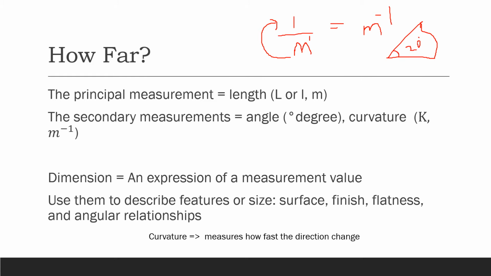Dimension is nothing but an expression of a measurement value. We have a measurement value, and then you express that measurement value, and we call that dimension. For two dimensions, you're using your length and then your width, and you multiply them. Three dimensions, you're going to have a height factor in it, so getting into 3D. We use them to describe features or size, their surface finish, flatness, and angular relationships.